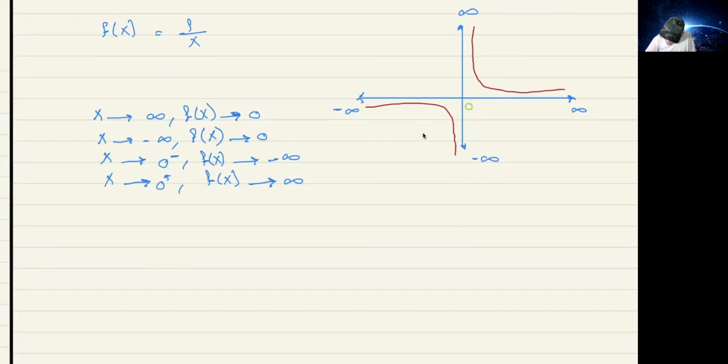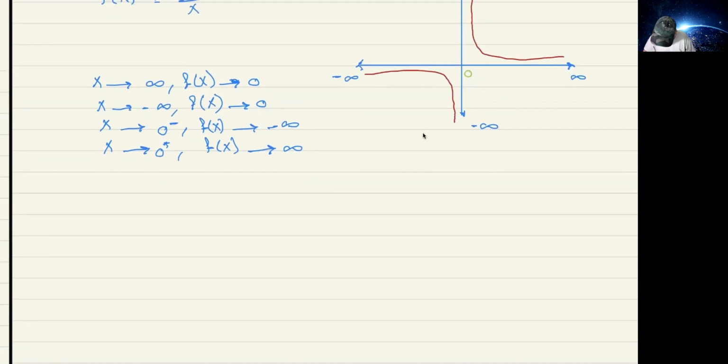So notice that when I went to 0, the function f of x goes to either negative infinity or infinity. Therefore, I can define that the vertical asymptote is the line where the function goes either to infinity or negative infinity. Okay, so let's define that. The vertical asymptote.